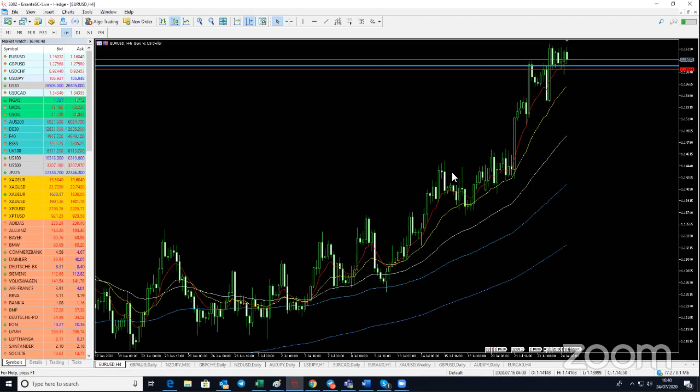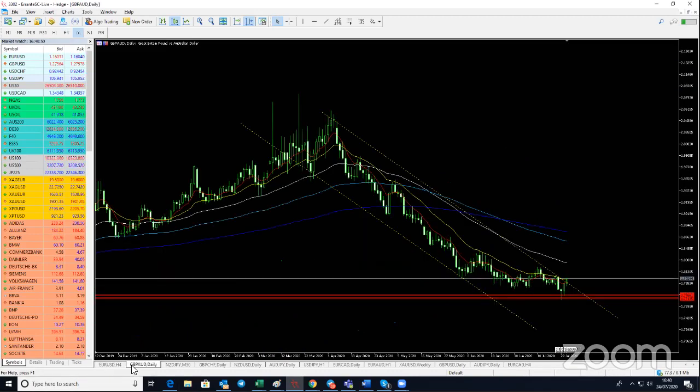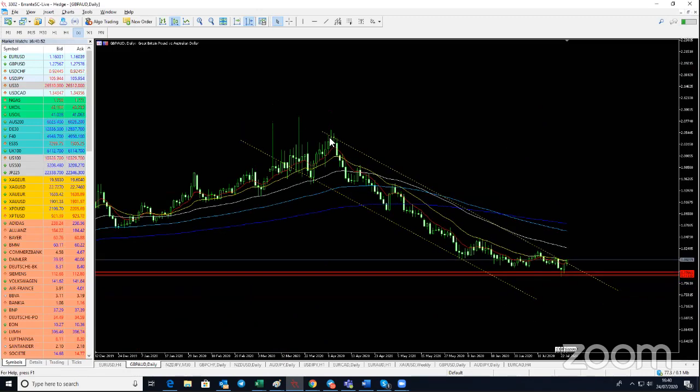All right, so Euro USD right there. GBP AUD has broken a bit of a channel on the daily chart. It's looking like it may have a little bit more room to go upwards, come back down, and perhaps some more. We need to look at the position of AUD and GBP individually as well.